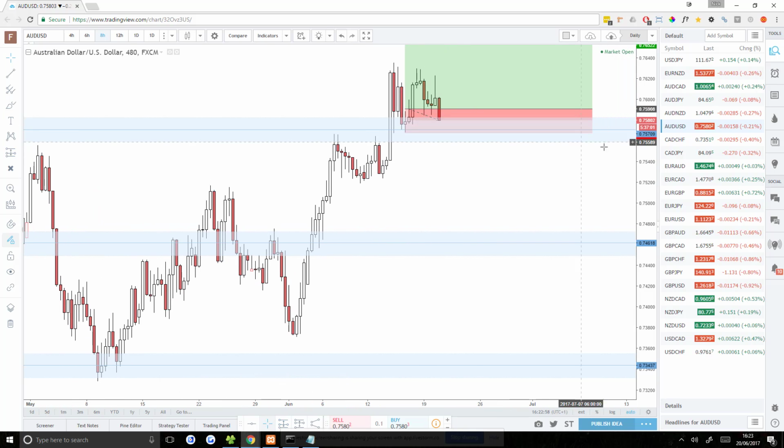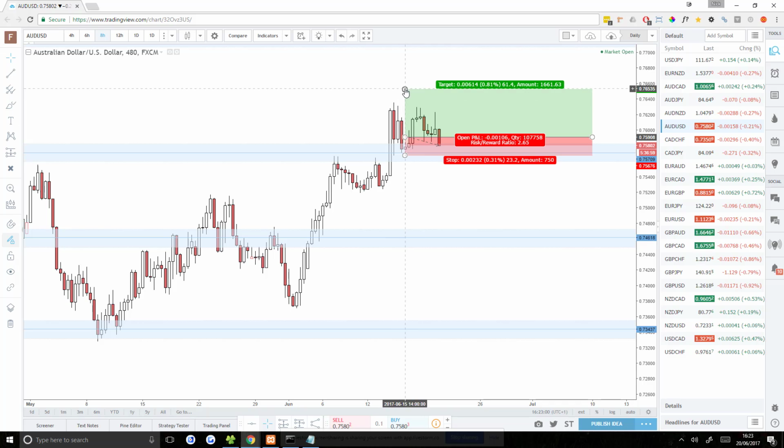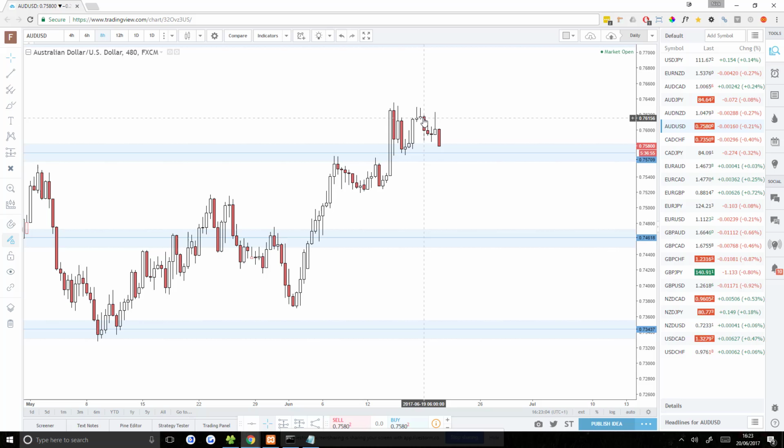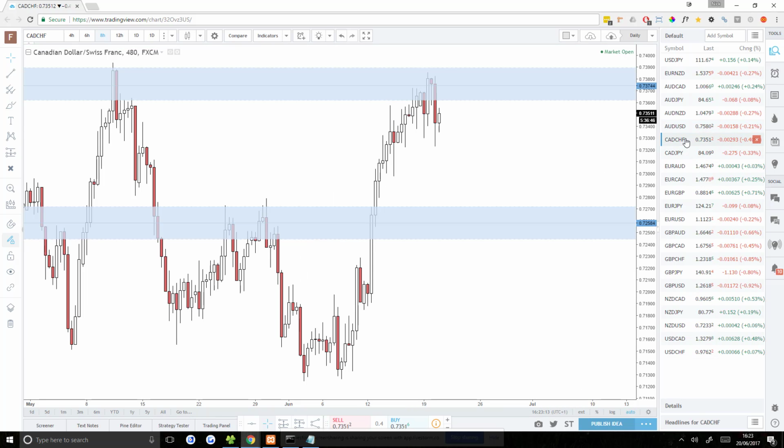Can see it kind of broke above, fell back down to it. And it's just, yeah, I'm probably not going to bother with this. But keep an eye on it anyway. We might get a potential long setup here, continuation. But it's just a bit messy. I'm probably not going to do anything with it.